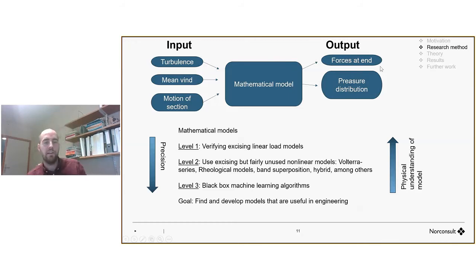So we have three levels of mathematical models. Level 1 is the existing linear load models: quasi-steady theory and aerodynamic derivatives. It's easy to understand, but the precision can be low, at least if it's nonlinear. Then you have level 2, fairly new nonlinear models, with Volterra series, rheological model, band superposition model, hybrid model, and so forth. And then level 3 has more black-box machine learning algorithms, where the model doesn't have any physical meaning, but it can be really precise. So the goal of the PhD is to find and develop models that are useful for actual engineering and for the Ferry-Free E39 project.